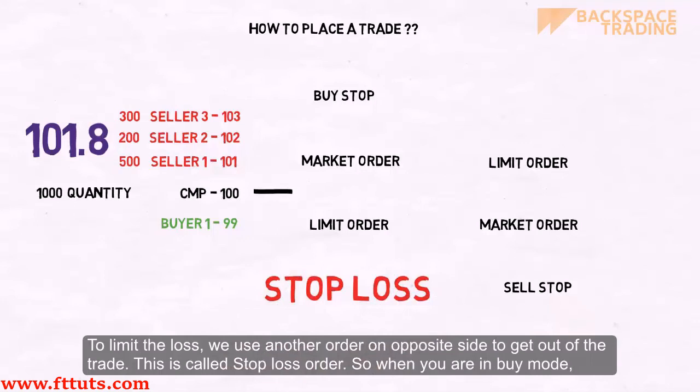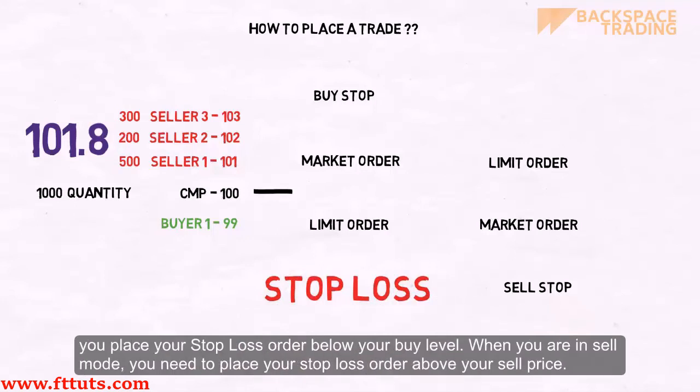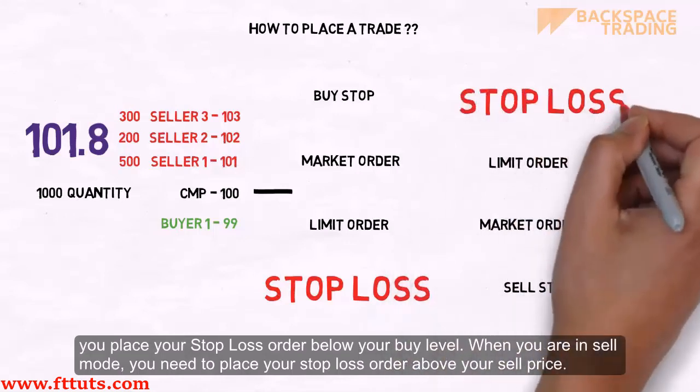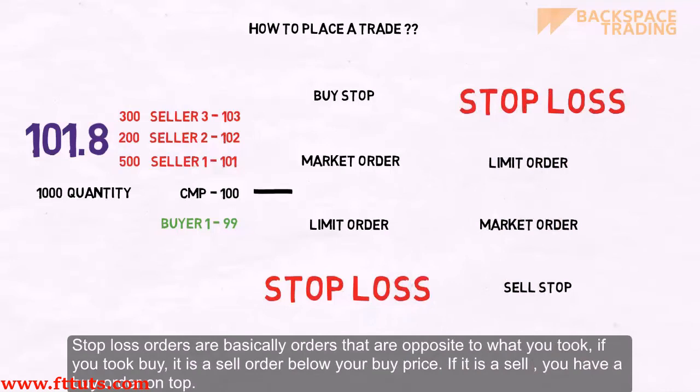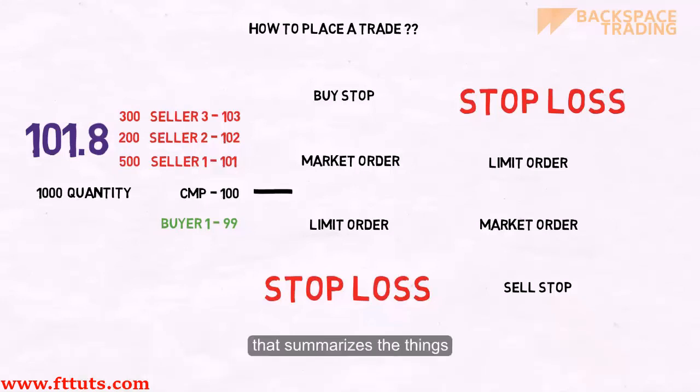See, when you are in buy mode, you place your stop loss order below your buy level. When you are in sell mode, you place your stop loss order above your sell price. Stop loss orders are basically orders opposite to what you took. If you took a buy, it is a sell order below your buy price, and if it is a sell, you have a buy order on top. Okay, so that summarizes these things.